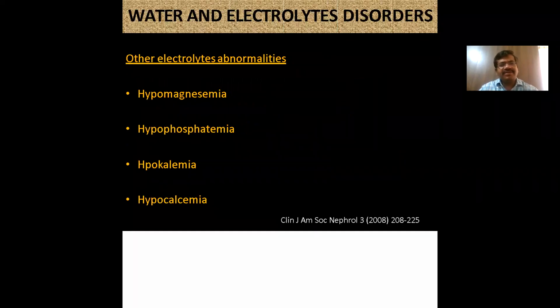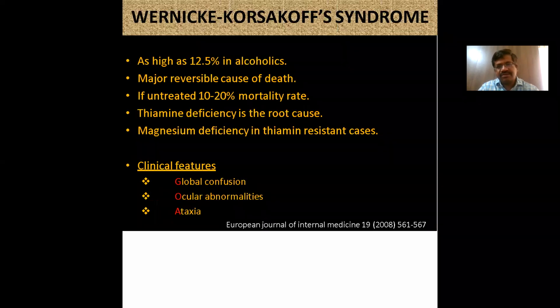Along with this, other electrolyte abnormalities can also occur, like hypomagnesemia, hypophosphatemia, hypokalemia, and hypocalcemia. You can see these are all decreases, very prominently potassium and calcium, which are quite sensitive to the heart muscles. So there are chances of cardiac involvement if there is a profound loss of potassium and calcium.